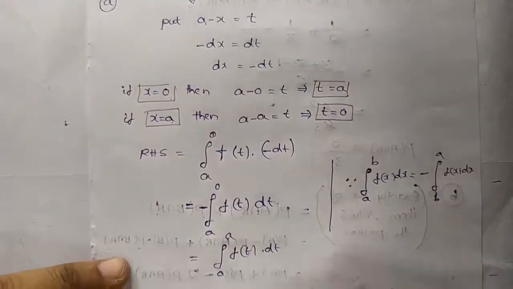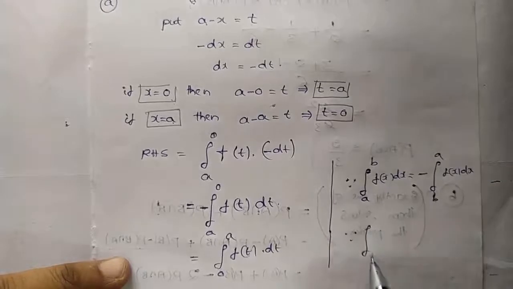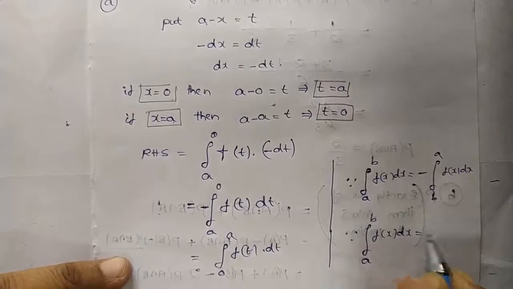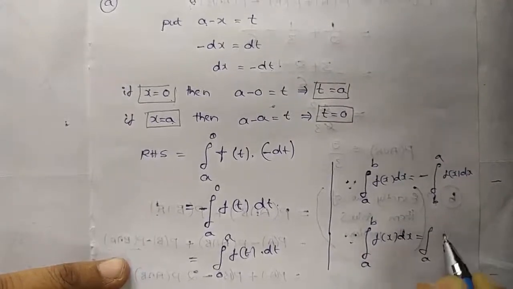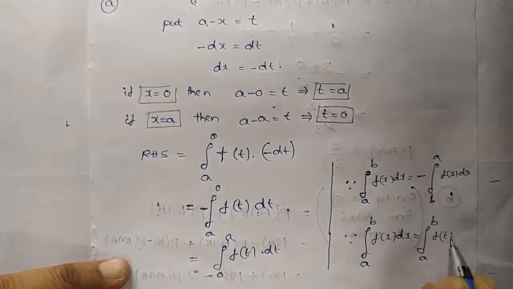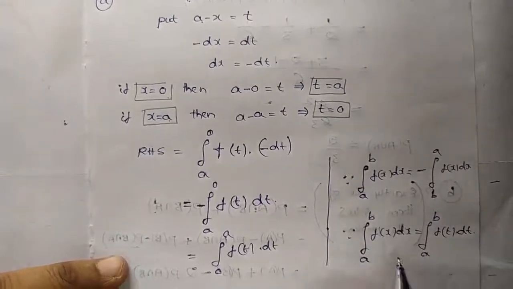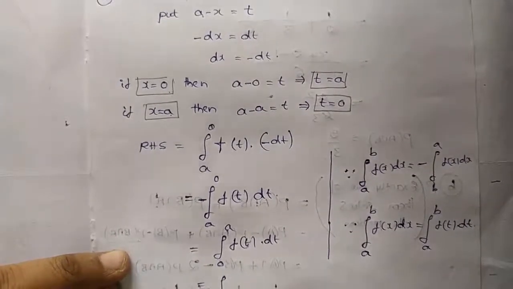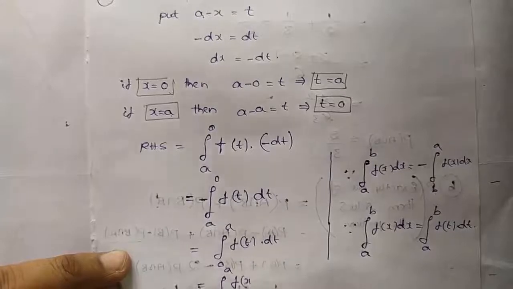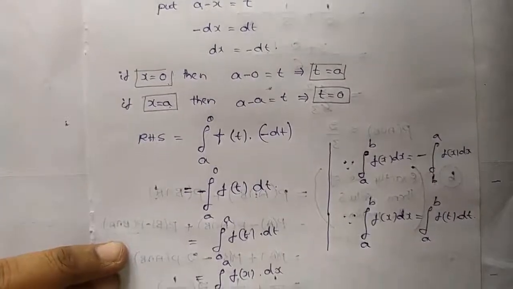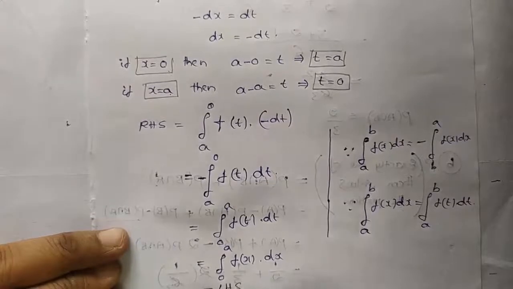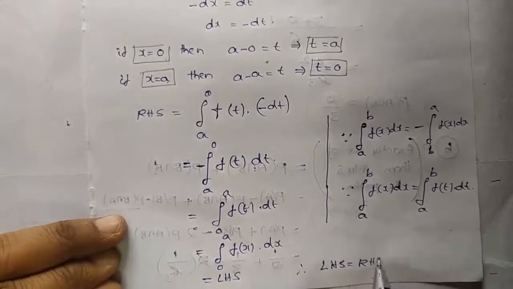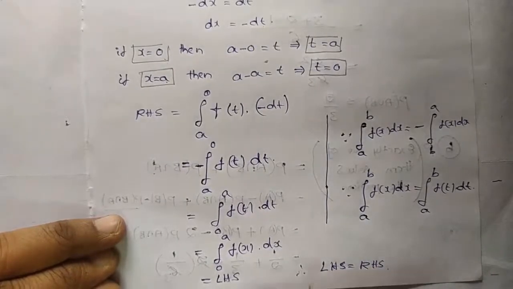Next we have one more property. The integration of a to b f of x dx equals the integration of a to b f of t dt, so we can change the variable. By using this property, in place of t we can put x. That equals the integration of 0 to a f of x dx. Therefore we found LHS. Therefore LHS equals RHS. Hence it is proved.